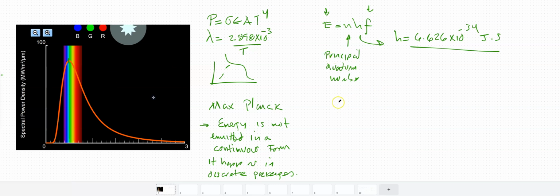The equation he came up with is rather complex. It gives you the intensity as a function of wavelength and temperature, and you don't have to worry too much about this equation. I'm not going to test you on this. I'm just going to show you what it looks like.